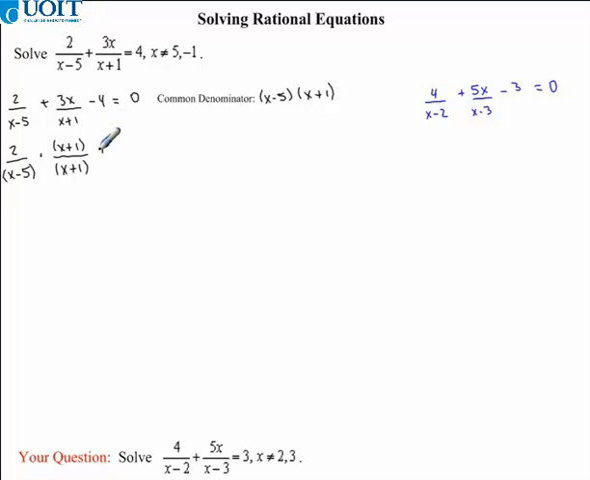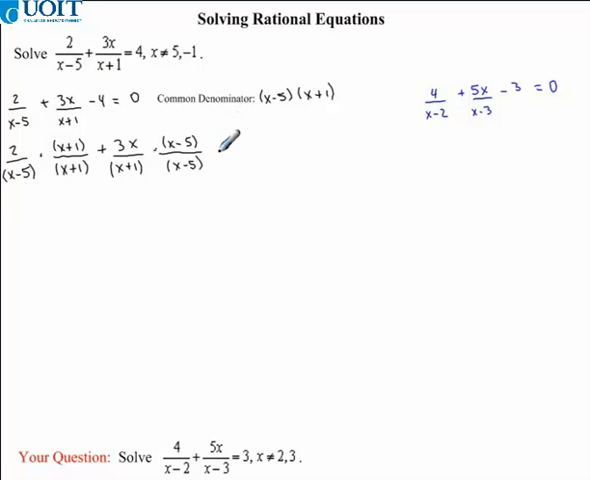So we need to do this with each term. Our second term is 3x divided by x plus 1. Now we need to multiply this denominator by only x minus 5. So I'm going to put this in brackets. We're going to multiply this by x minus 5. To ensure we don't change the original question, we also have to multiply the numerator by x minus 5.